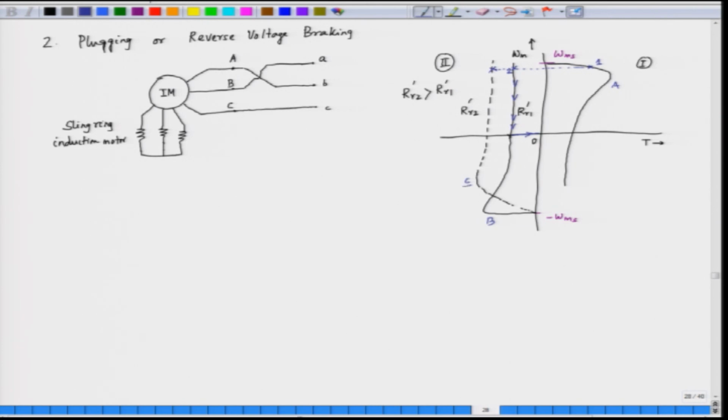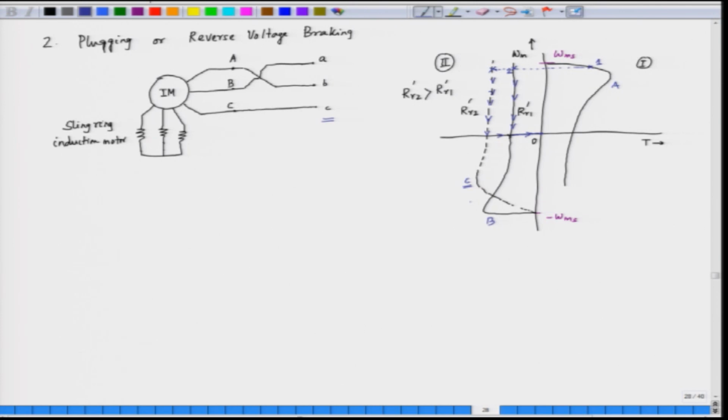The characteristic will correspond to C. In that case, we will follow this characteristic for an increased value of rotor resistance, and even at 0 speed we have quite an amount of negative torque. Unless we remove the supply, we will reach the third quadrant, which is reverse motoring, and if we want to stop at 0 speed, we have to remove the supply. It means we will come back to 0 speed here.